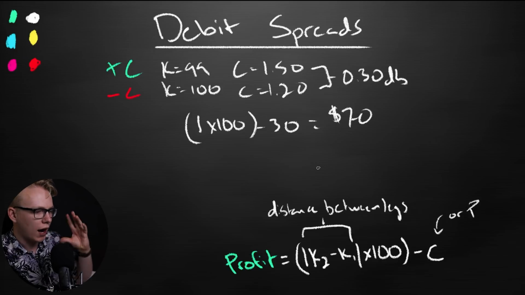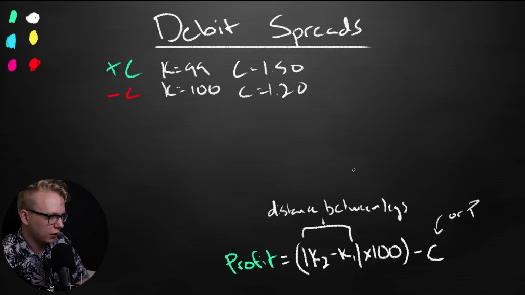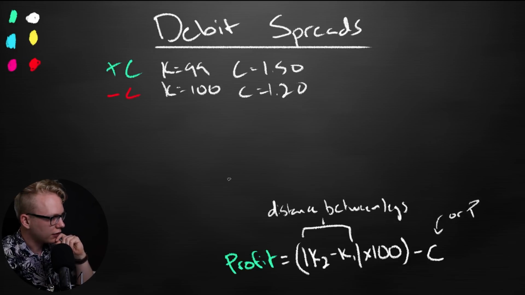Now let's explain why this math works this way. So let's say we're coming up on expiration day. Your short leg is pretty deep in the money, which is not exactly represented by these premiums very accurately, but let's say that it is, and someone exercises it on you.